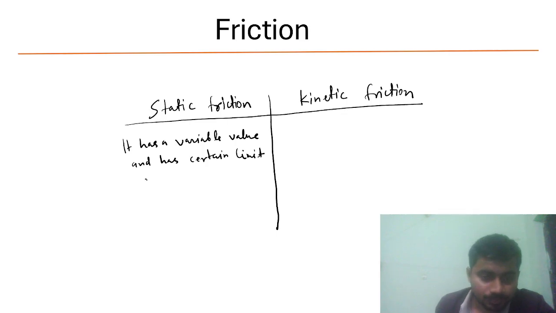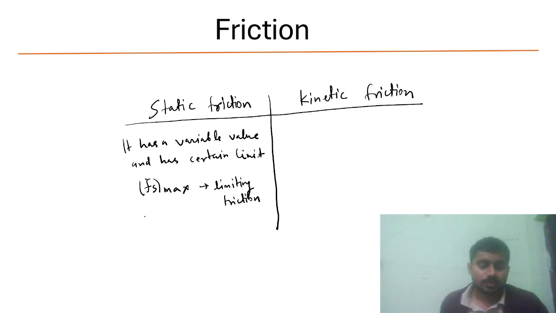This will be static friction. There is a certain limit that will be the maximum value of the static friction, and the maximum value of static friction is also called limiting friction. From the experiments, they have found that the maximum value of static friction is directly proportional to the normal force.